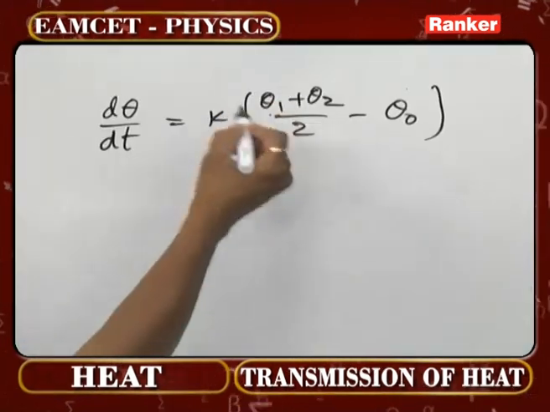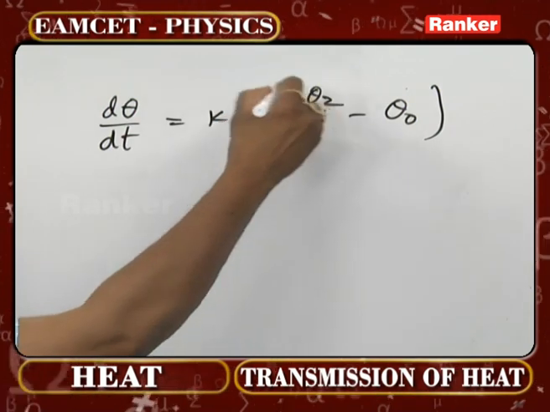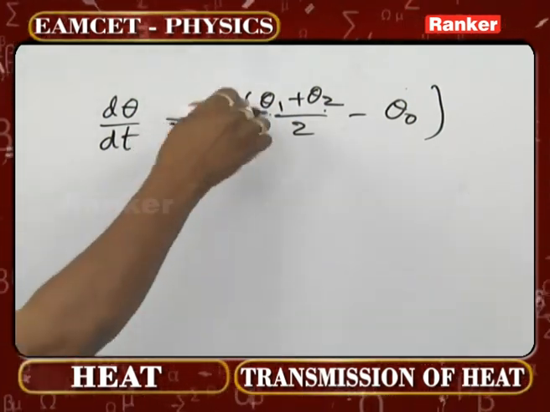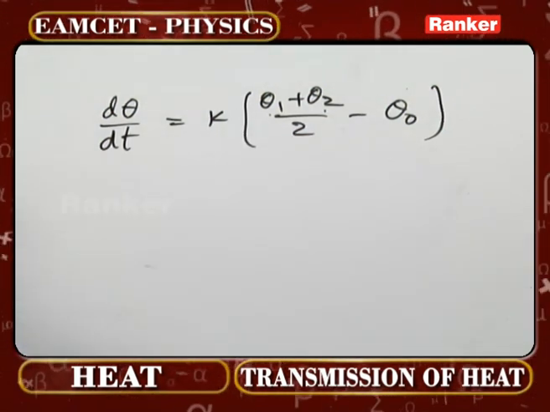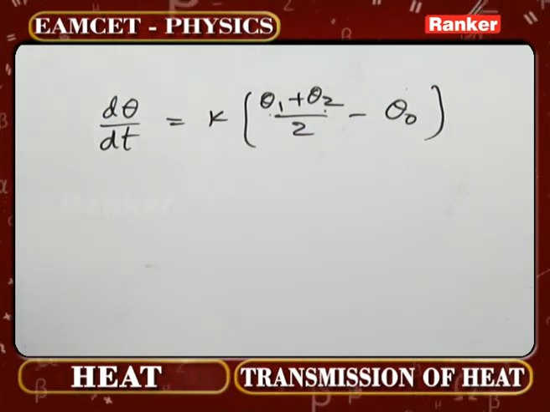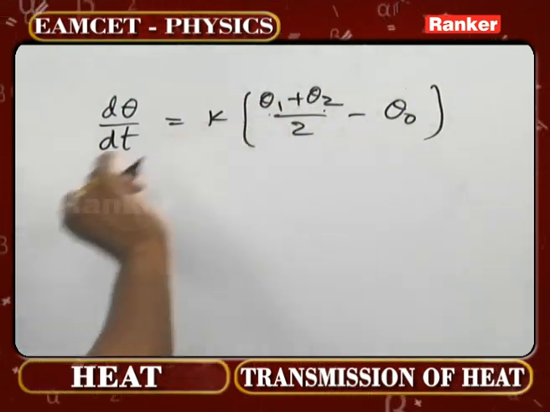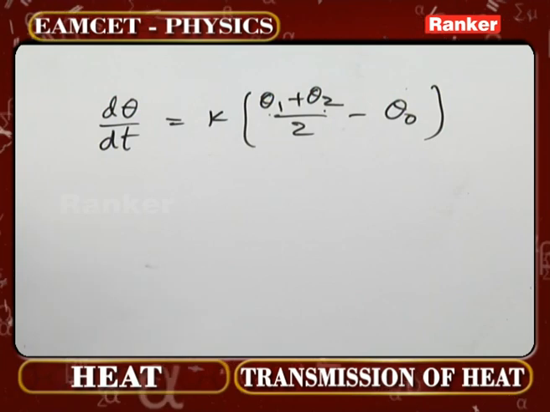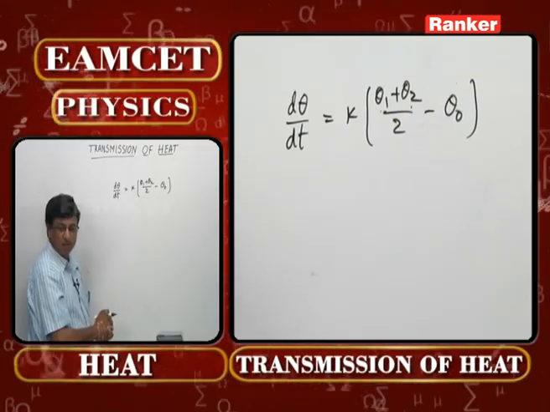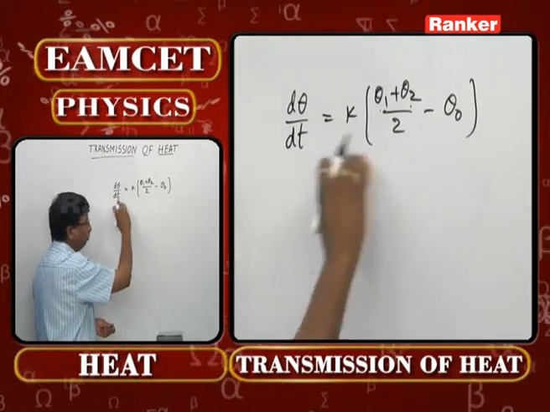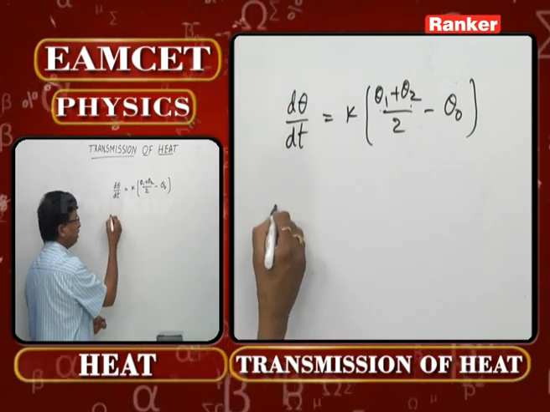Theta 1 is the initial temperature, theta 2 is the final temperature. Theta 1 plus theta 2 by 2 gives you the average value of temperature, that is also called the mean value. This theta naught, we call it the temperature of the surroundings. How much this average value is more compared to the surrounding temperature, depending on that factor, the rate of cooling of a body depends. So this is one more equation one has to remember here. Come to the next concept over here.